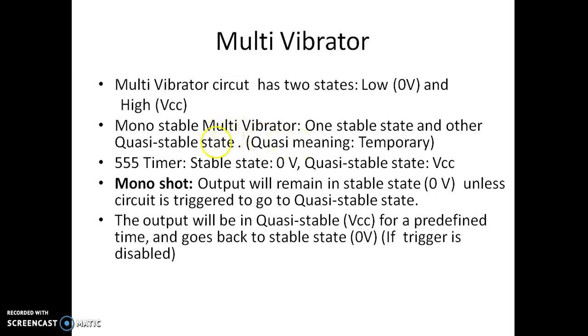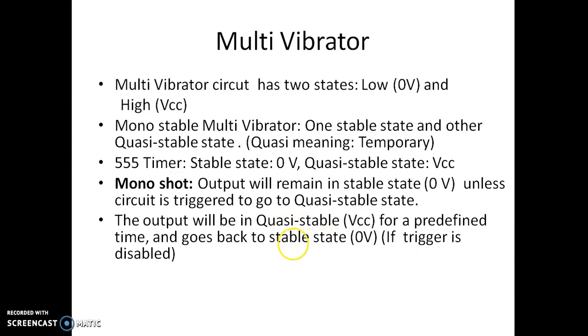Now, as you can see here, the output will be in quasi stable state of VCC for a predefined time and goes back to the stable state of 0. Now when you give a trigger signal, it goes to quasi stable state, stays there for a predefined time, and then again goes back to 0. So whenever it is going back to 0, we must ensure that there is no more trigger signal available. So that's what it is.